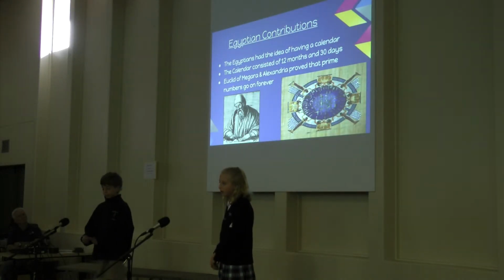Egyptians' contribution. The Egyptians had the idea of a calendar. The calendar consists of 12 months and 30 days. Euclid of Megara and Alexandria proved that prime numbers go on forever.